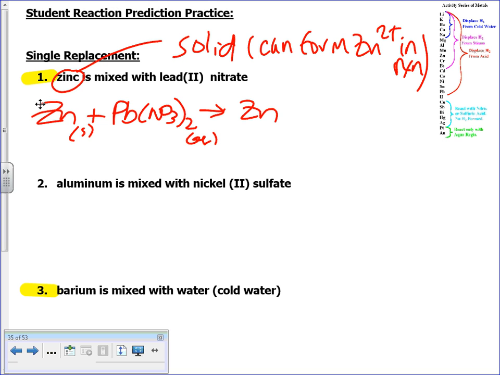So zinc switches with lead to form what? Zinc nitrate, Zn(NO3)2. That's when you implement the charge. Plus Pb. And again, Pb is solid here. Do you put the ion charge? No. Solids are pure solids. They're not charged. Ions are ions. They have charges. They're two totally different things.